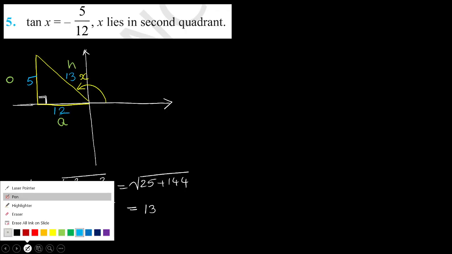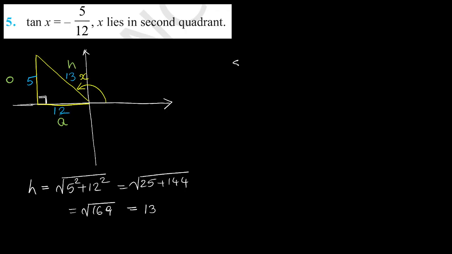So, I want all the trigonometry ratios. Sin x is a positive number. Second quadrant, sin is positive. Opposite by hypotenuse, 5 by 13. Don't forget to put the sign. It is plus. In the second quadrant sin theta is positive, but the other trigonometry ratios are negative. Don't forget it.